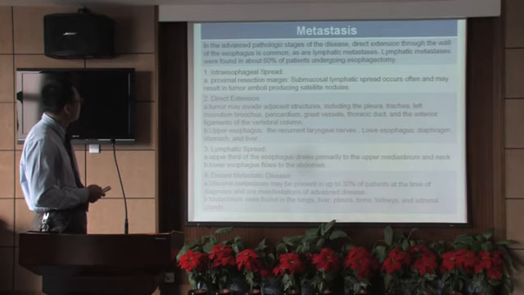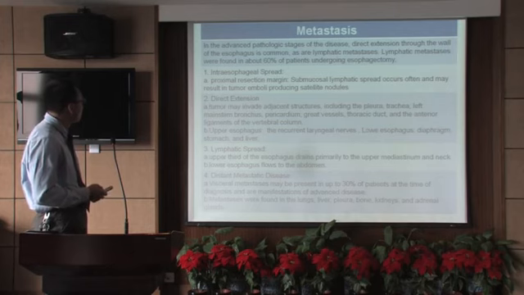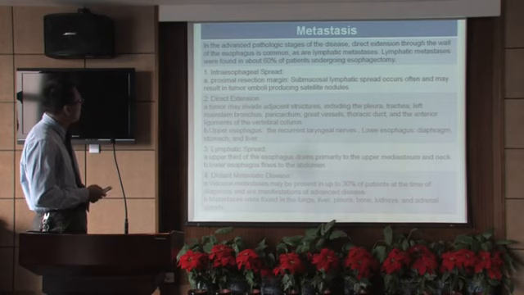2. Direct extension. Tumor may invade adjacent structures, including the pleura, trachea, left mainstem bronchus, pericardium, great vessels, thoracic duct, and the anterior ligament of the vertebral column. In the upper esophagus, the recurrent laryngeal nerves may be invaded, and in the lower esophagus, the diaphragm, stomach, and the liver.